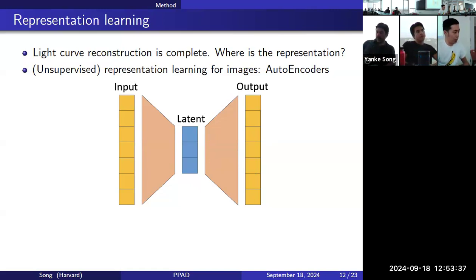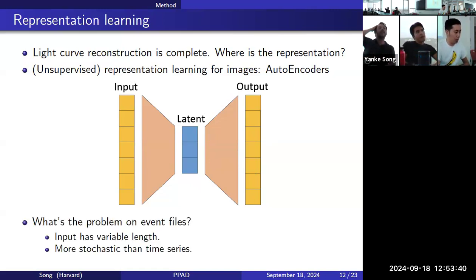So this is the typical autoencoder, but it actually doesn't directly work in our case. Why is that? Because our input and output are actually different things. Unlike images, where you can just try to reconstruct the image from the output, now we're trying to reconstruct the light curve. So our input will be the event file, and our output will be the light curve, which is not exactly the same thing because the event file is very noisy. The light curve is supposedly the truth.